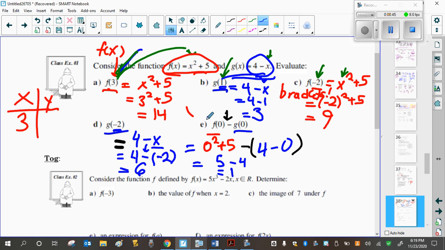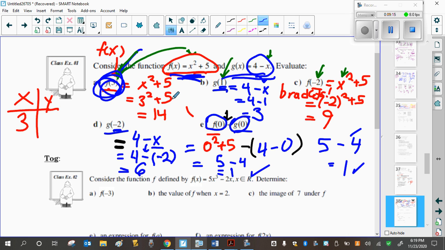I would let you do this if it's less confusing. Just do this separately, and you'll get 5 for f of 0 and 4 for g of 0, and then just subtract them. I don't usually like letting students do that, but that's fine for this one. So if you did that, I'd still mark it right. You're not going to have a question like that very often. It's mainly going to give you one function like this one, and I'm going to ask you to do 1 or 2 things like that.